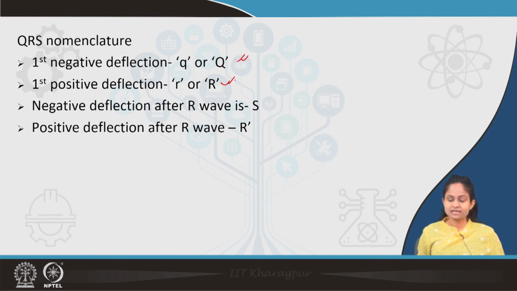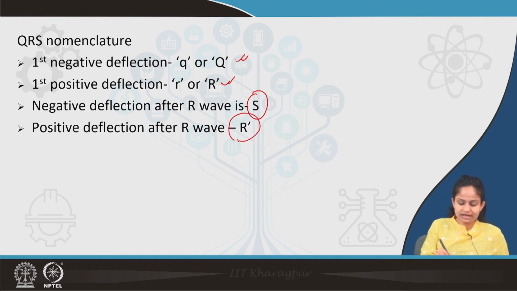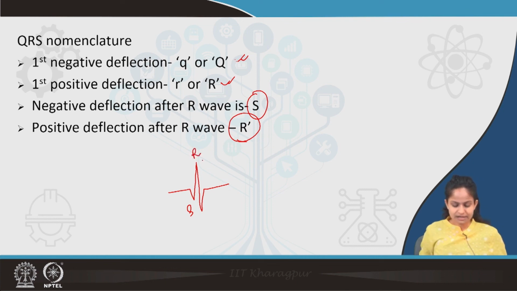The negative deflection after the R wave is the S wave. The positive deflection after the R wave is R prime. So, suppose this is your normal QRS complex. This is the first negative deflection, which is Q. This is the R wave, the first positive deflection in the QRS complex, and this is the negative deflection after the R wave. So, this is the S wave. So, suppose we get a wave like this.